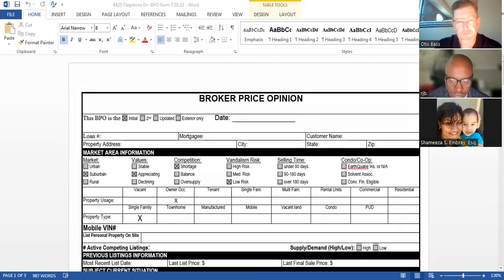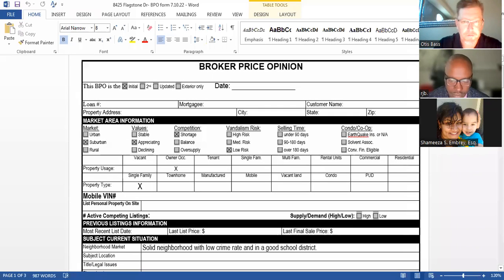The difference between a BPO and a CMA is that a BPO is more detail oriented, and it's really designed for the banks. It gives them an idea of what's going on with the unit itself, and then the value of the unit, and then all the characteristics surrounding that. As you can see here, this is page 1. You'll see at the very beginning the BPO. This is an initial. Sometimes you're going to have to do it for a second time, or updated, or exterior only.